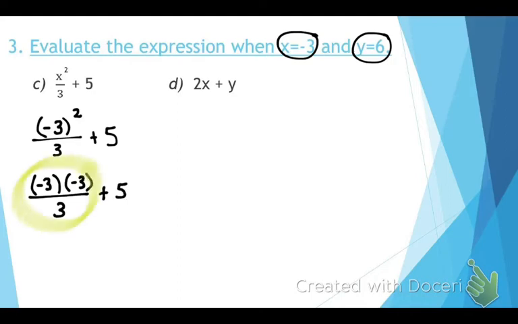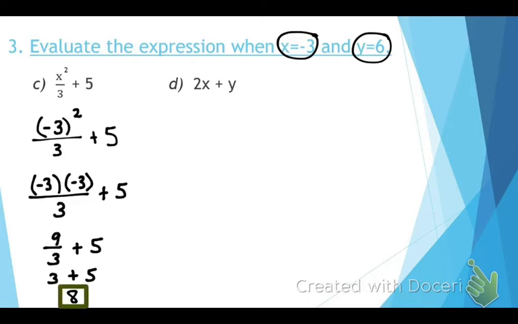On this, is there any work I need to do in the numerator or the denominator? Yes, I got to do what the numerator is. -3 times -3. What is that, class? 9. Now I've got 9 divided by 3 plus 5. According to PEMDAS, should I do my divide first or should I do my adding first? We're always going to do the dividing part first. What is 9 divided by 3? 3. What is 3 plus 5? 8. And your correct answer is 8.